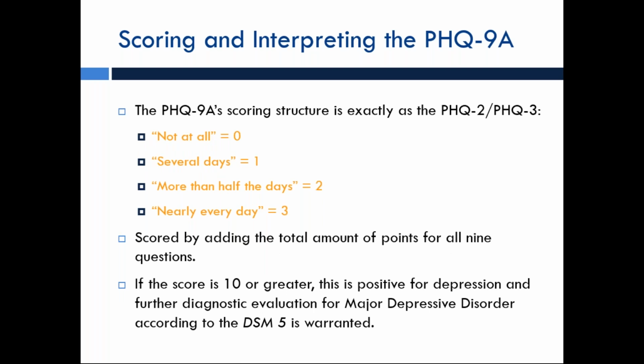The scoring structure for the PHQ-9A is the same. You just add the total points for all 9 questions, and a score of 10 or greater is considered positive for depression, and further diagnostic evaluation for major depressive disorder should be done according to the DSM-5.